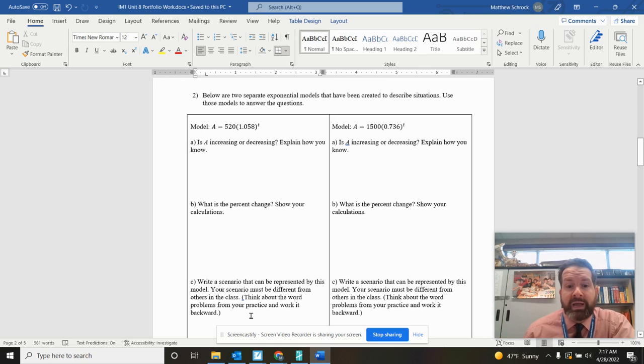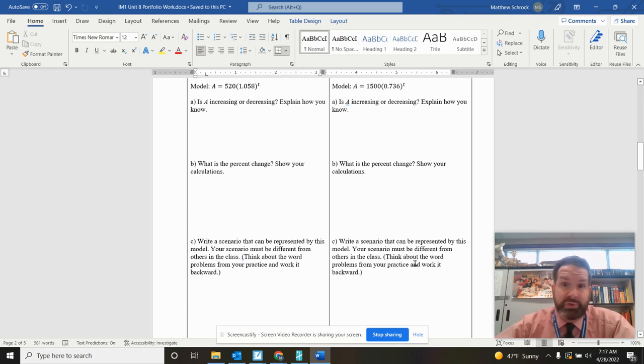So you're supposed to describe in words a situation that would lead you to this equation, 520 times 1.058 to the t. This is important. I want you to work together and talk with each other, but no two students should be turning in the same situation. So change some of the details, make it your own.